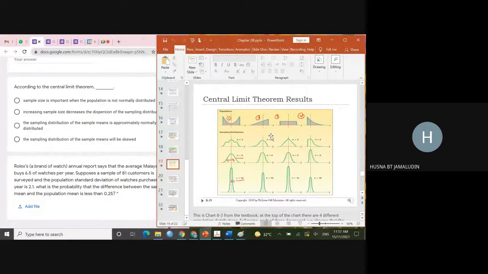It says that regardless of the shape of the population, so this is the theory, when you keep increasing the sample size, you will be closer to normal, even though your population may not be normal.